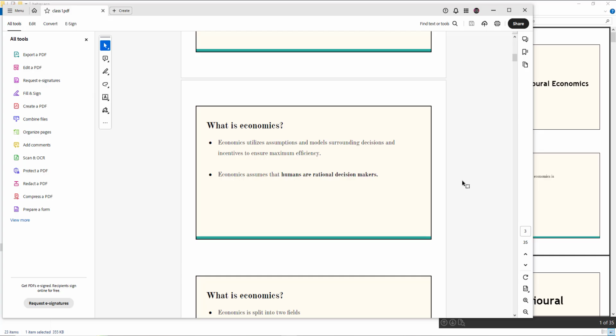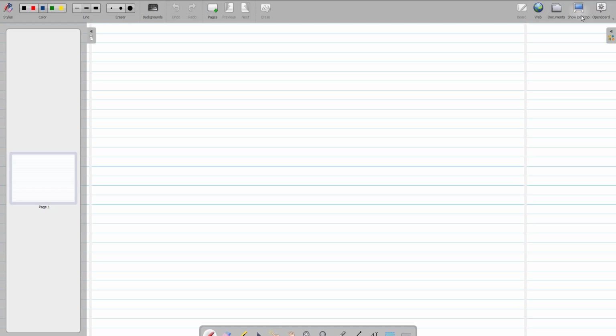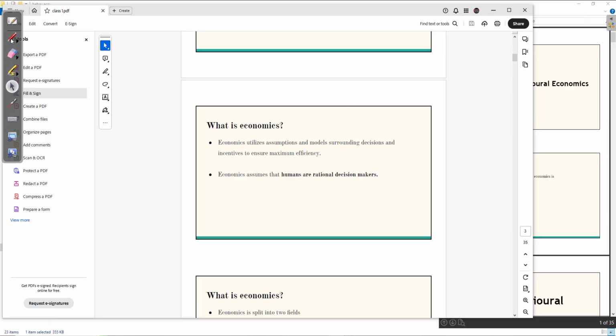Economics utilizes assumptions and models surrounding decisions and incentives to ensure maximum efficiency. So in economics we have a lot of assumptions. We work around assumptions, we have some theories based on the assumptions, and the most common assumption is ceteris paribus. Ceteris paribus means all other factors are constant. So whatever model you are trying to study, whatever field, or we can say whatever variable you are trying to study, ceteris paribus is a common assumption that is used in economics.